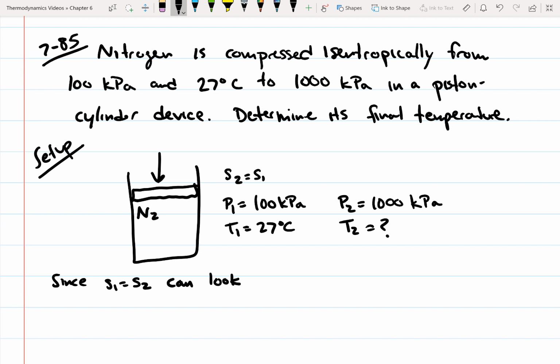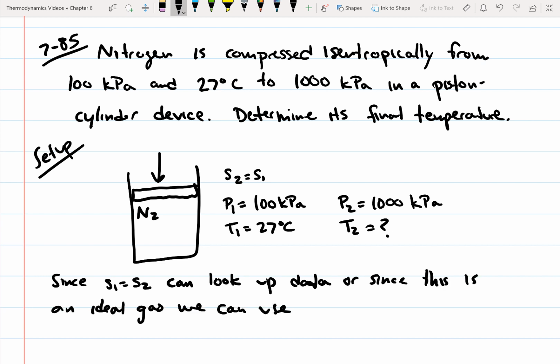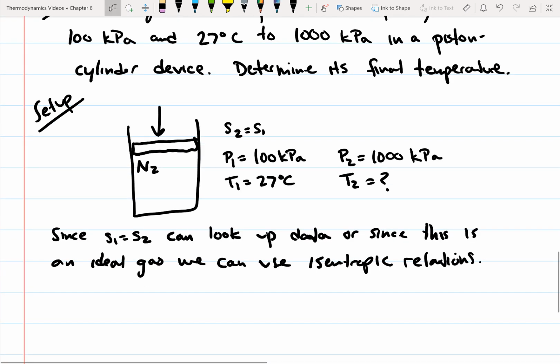look up data. There is a table for nitrogen. Or, since this is an ideal gas, we can use one of the isentropic relations. The reason why we can use the isentropic relations is because this is an ideal gas and it's isentropic.